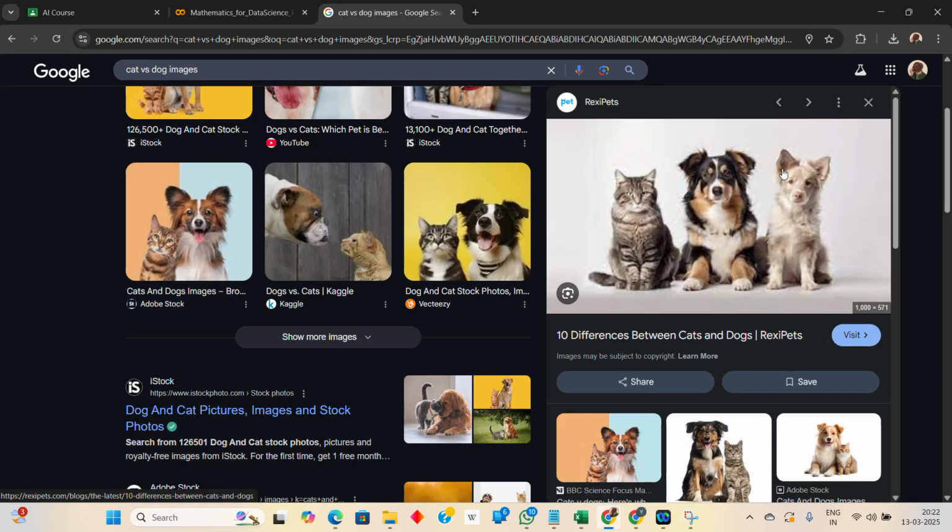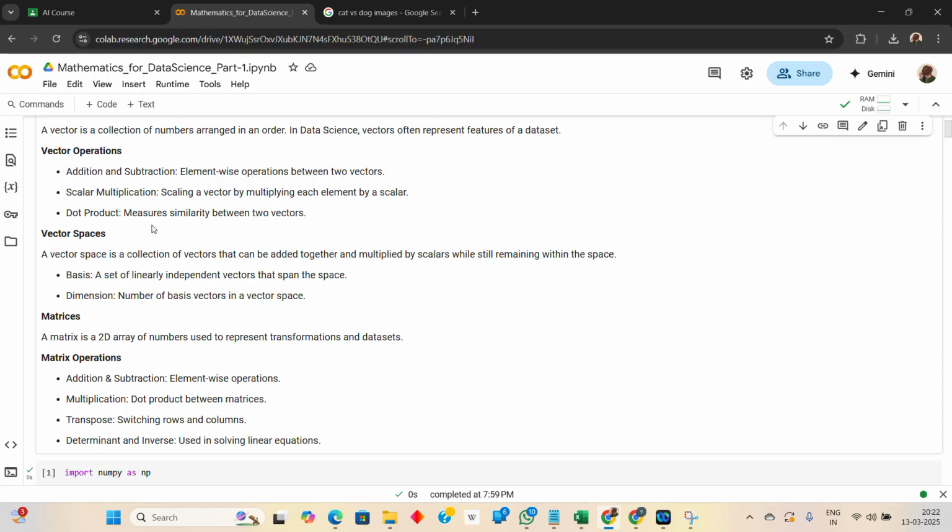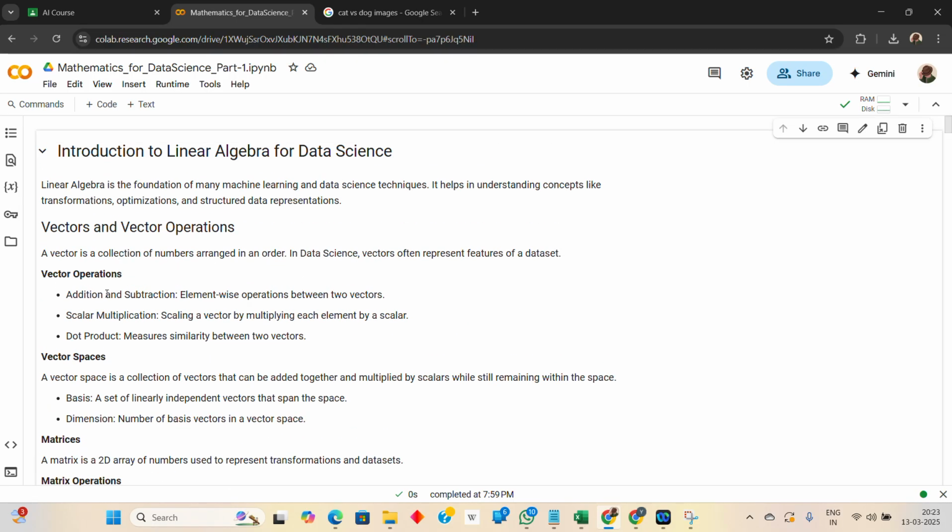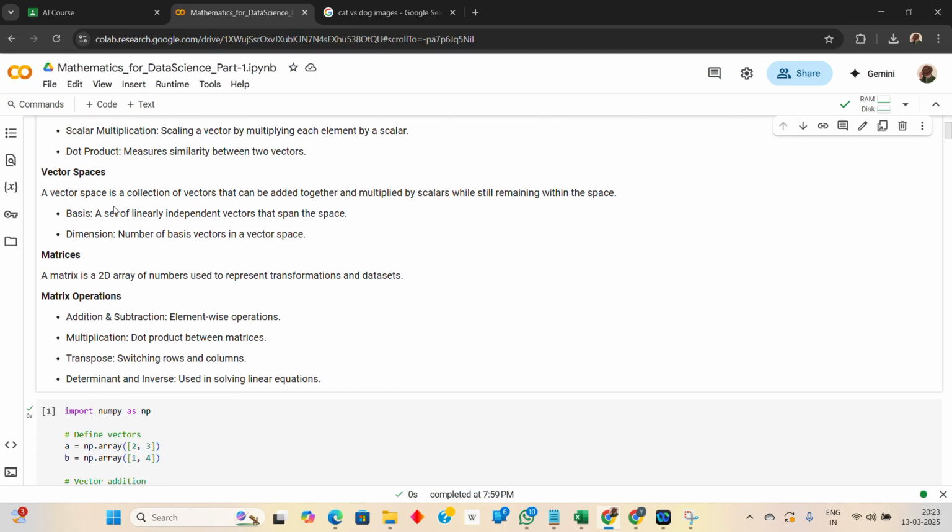Here you can see this image and this image, both are dogs. So both features are almost the same. So for these two images, the closeness will be more when compared to a cat with any other dog. Got it? There we go for the dot product of two vectors. And vector spaces, again, this concept will come in large language models, the generative AI concept.